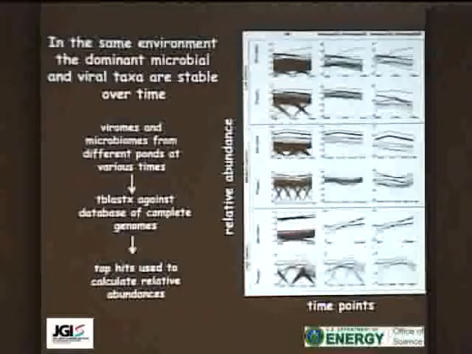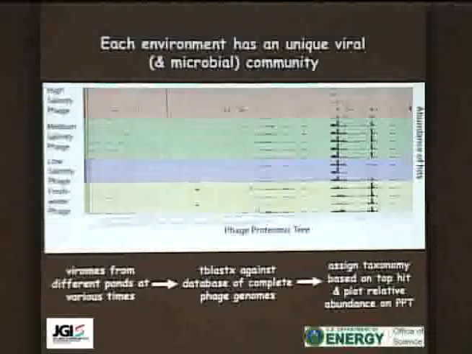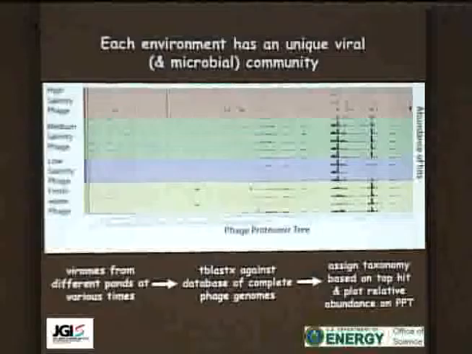This is the same sort of plot, but this is with the viromes. Going along the bottom is the phage proteomic tree, which is all of the phage genomes in some sort of phylogeny that we made up. And each one of these ends is a different genome. And the bars represent the relative abundance of those genomes in the samples that we get.